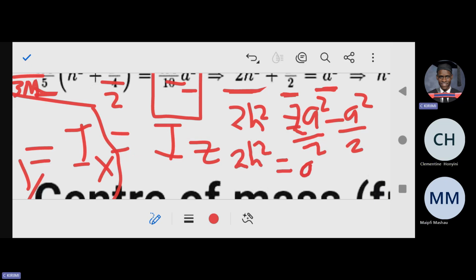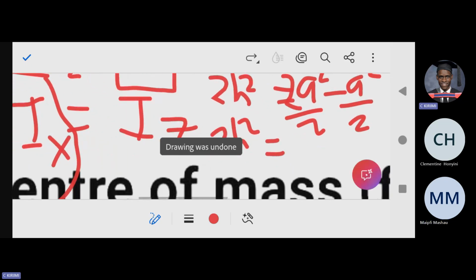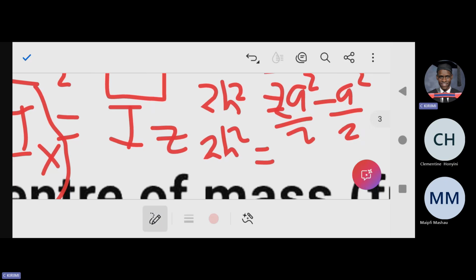You get A squared over what? 2A squared minus A squared. Isn't it A squared minus A squared over 2? Yes. What is the answer? Isn't it half? I thought we were going to get 1 over 2. No, it's not half. It's A squared over 2. The answer is A squared over 2. It's not half. The answer is A squared over what? Over 2. Can you see?